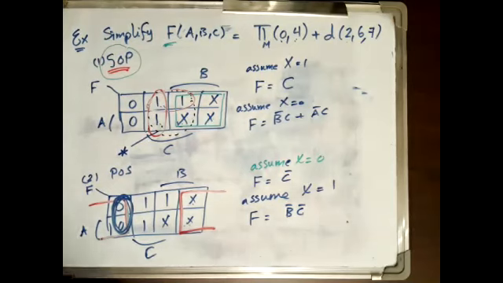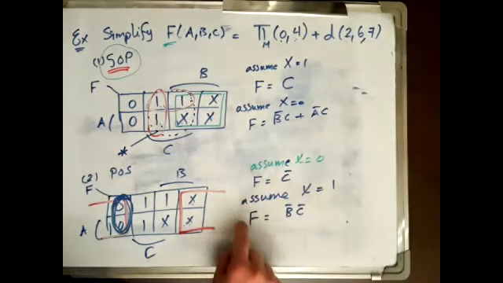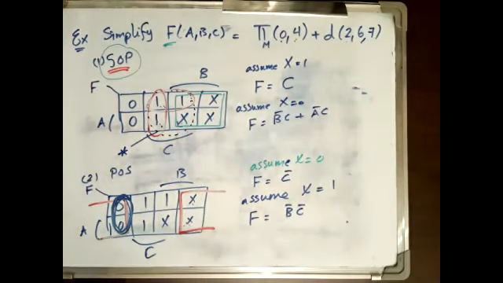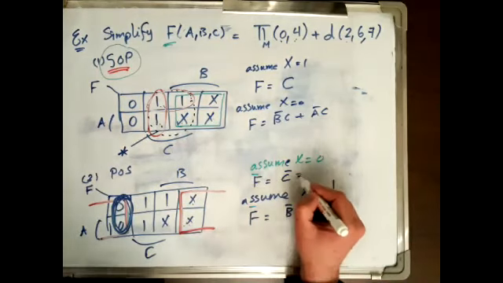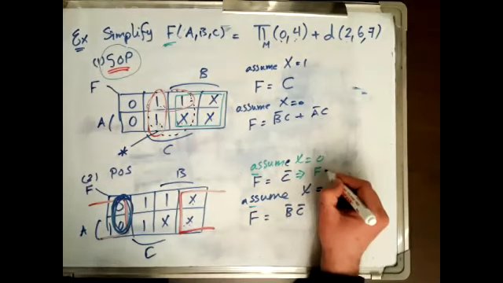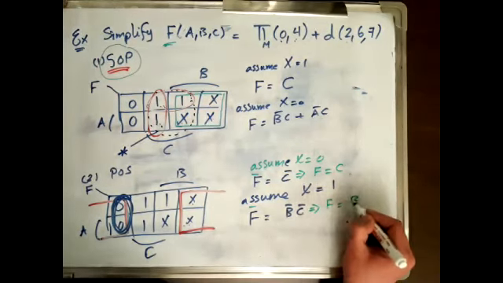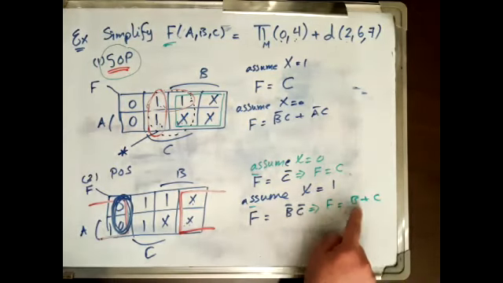So note how the use of don't cares usually helps us in obtaining shorter or smaller expressions. Yes, I'm sorry, this is F bar. So this implies that F is C and F here is B or C. Okay, so still there is a difference.